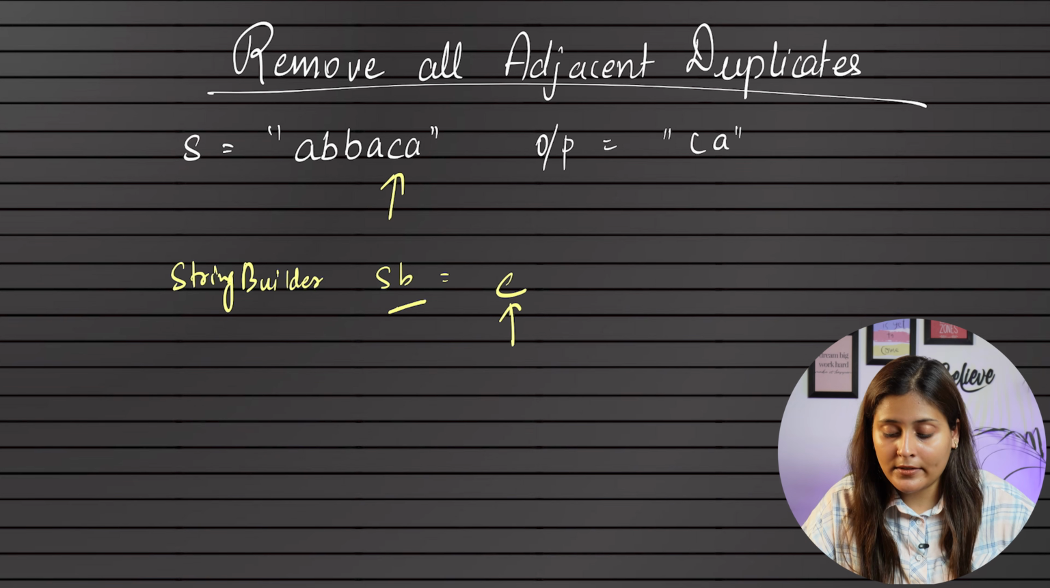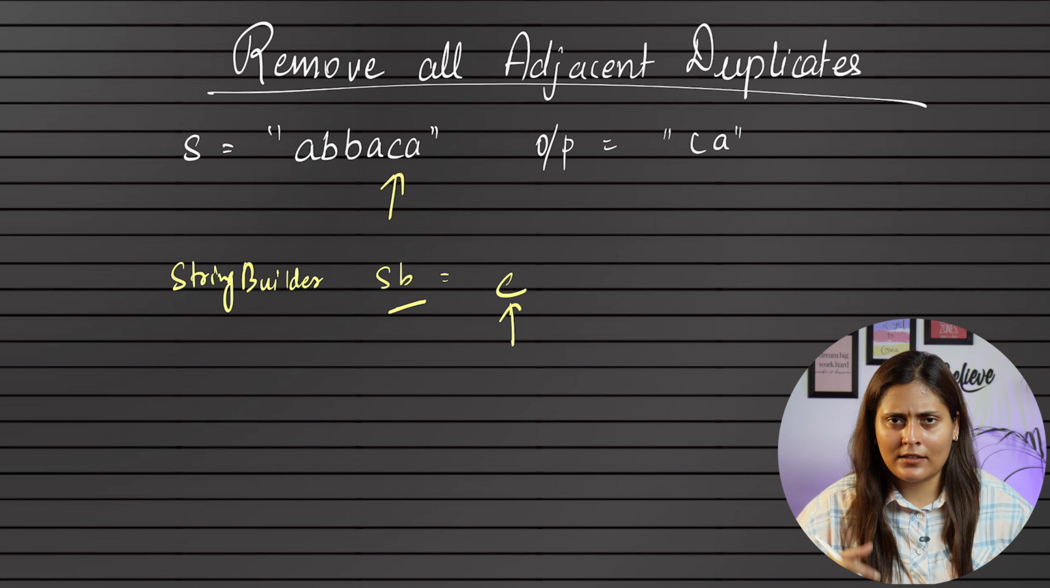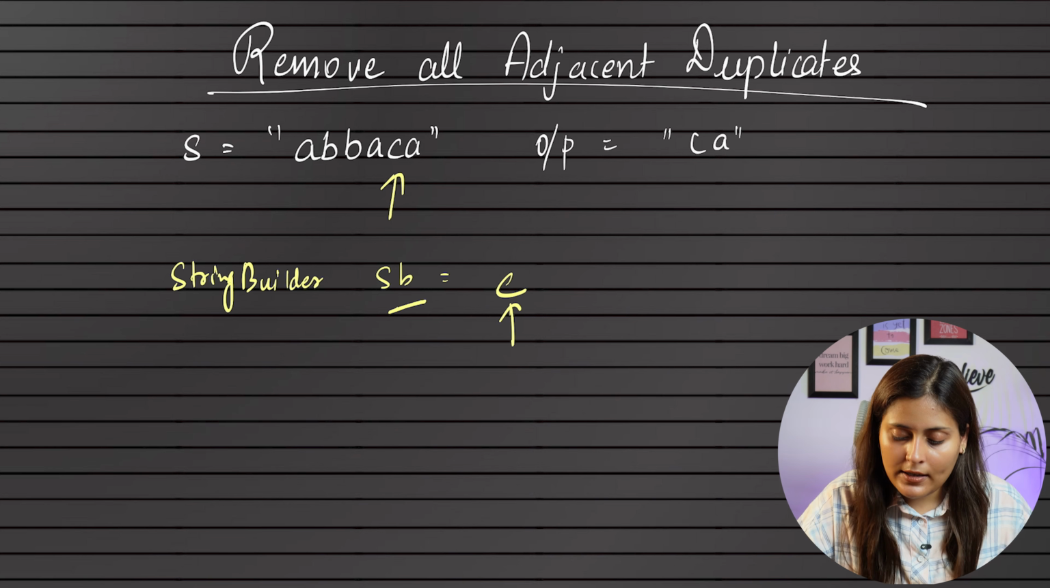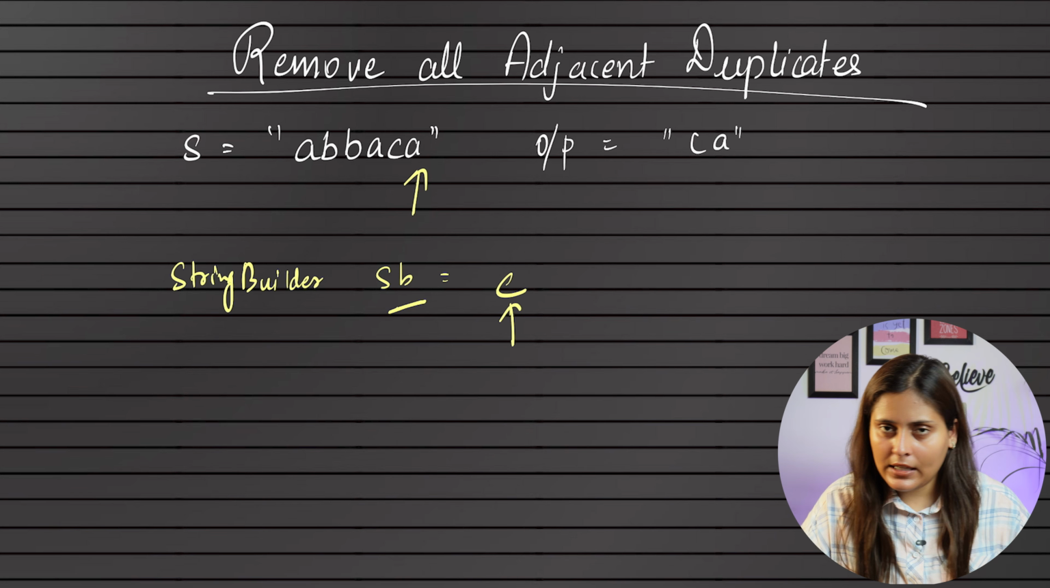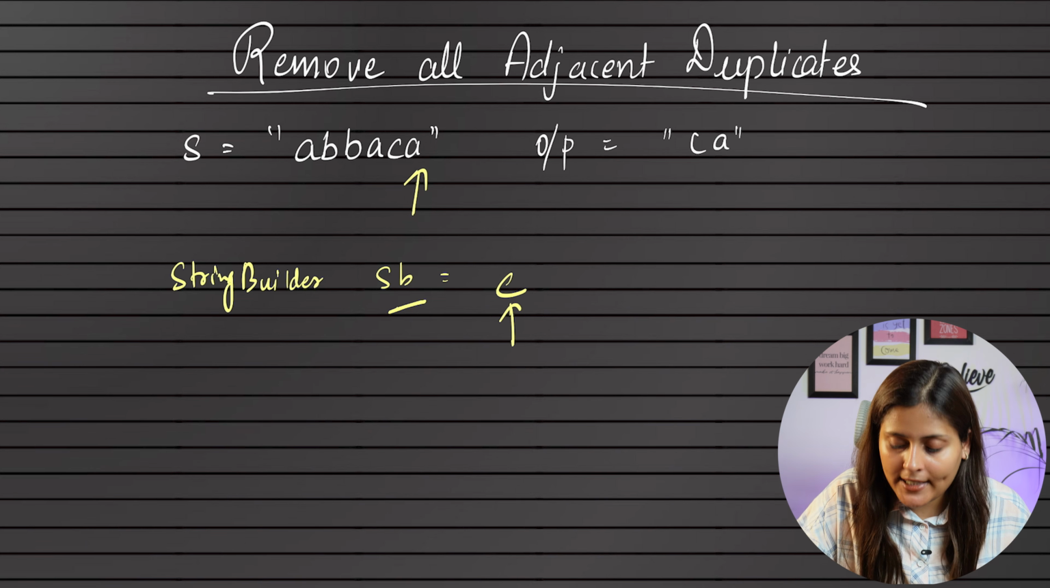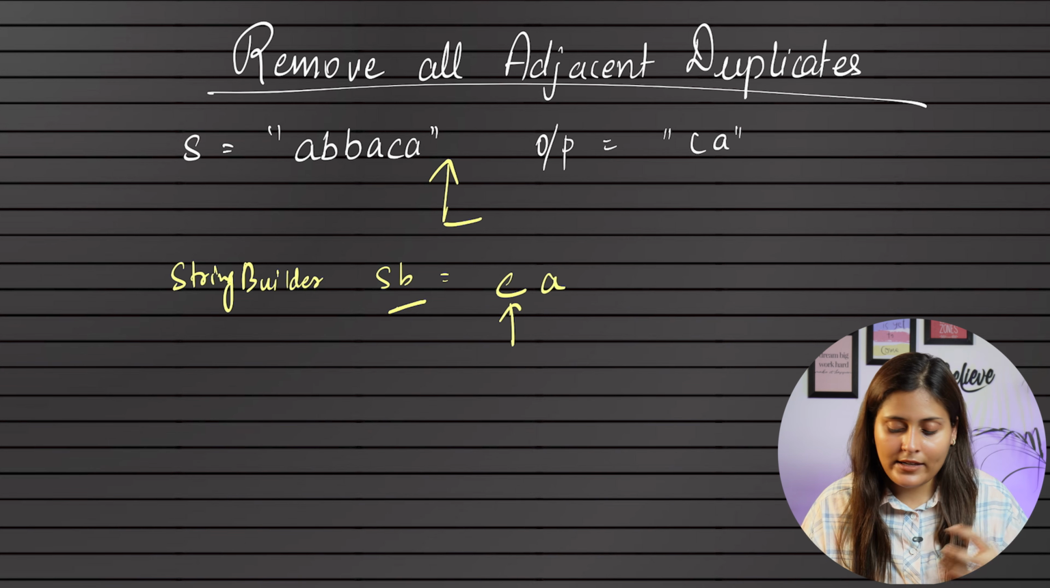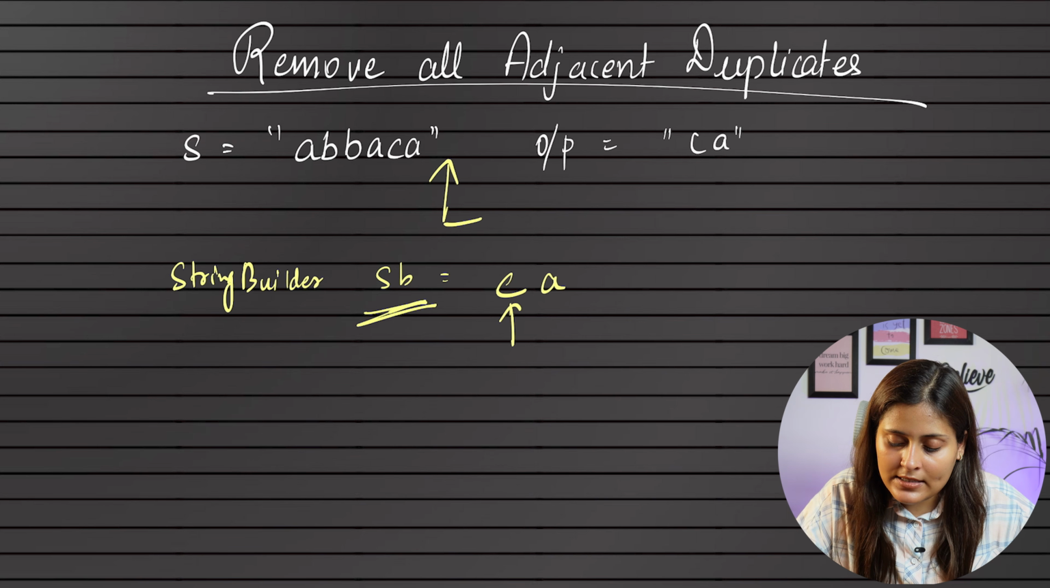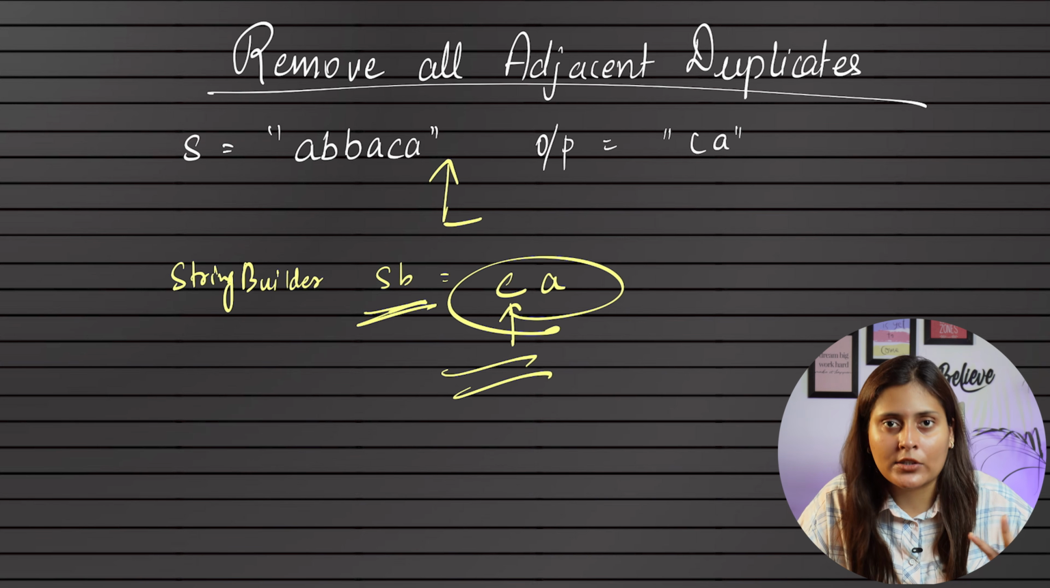C gets added, because earlier we don't have anything in the StringBuilder to check. Now we'll move to A. Is it matching? No. So A will get added. And now we'll come outside the loop. So at the end, the StringBuilder is CA, so we'll convert this into a string and return it.